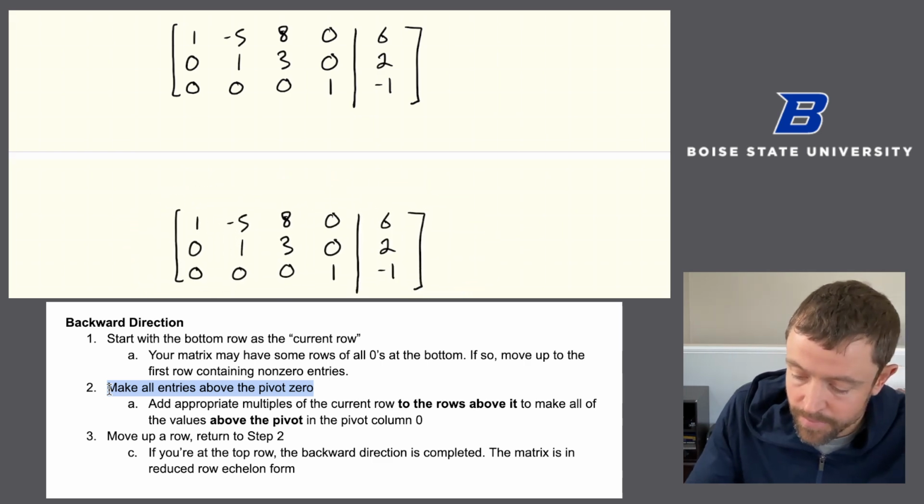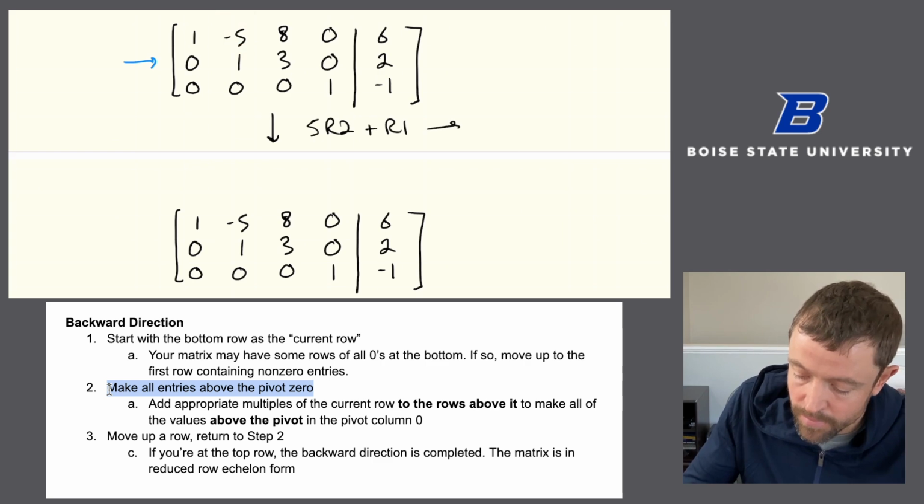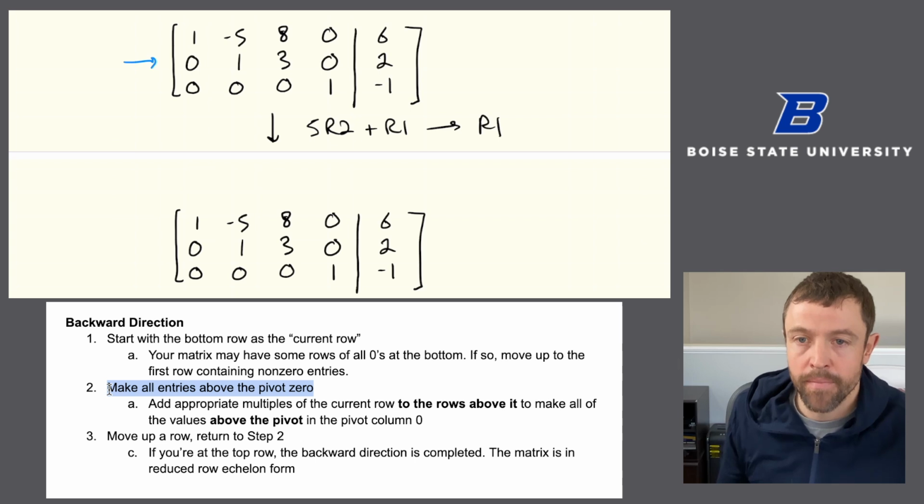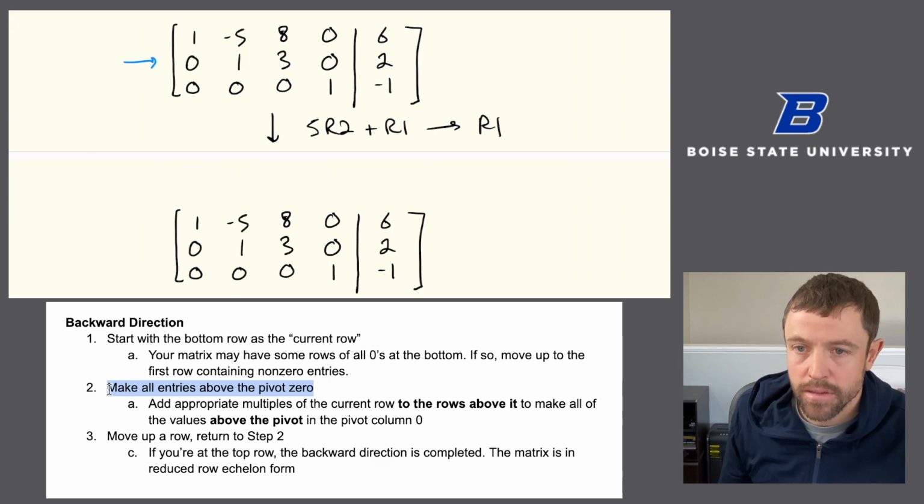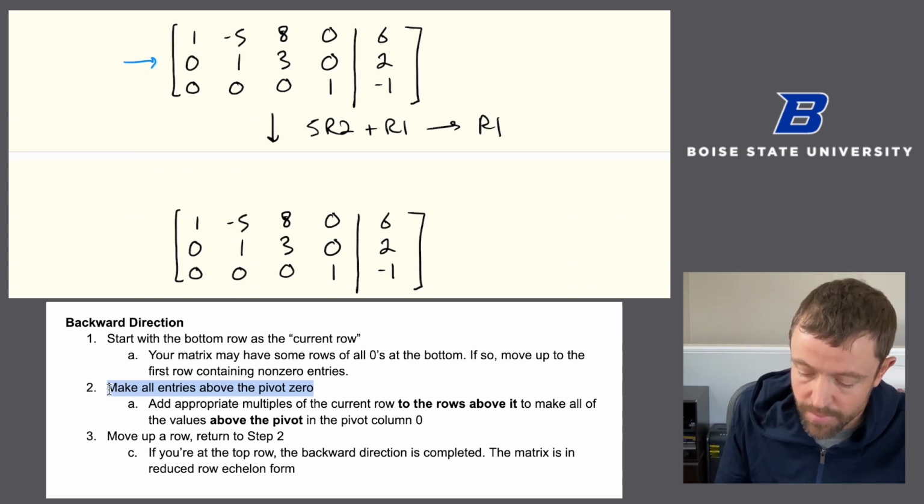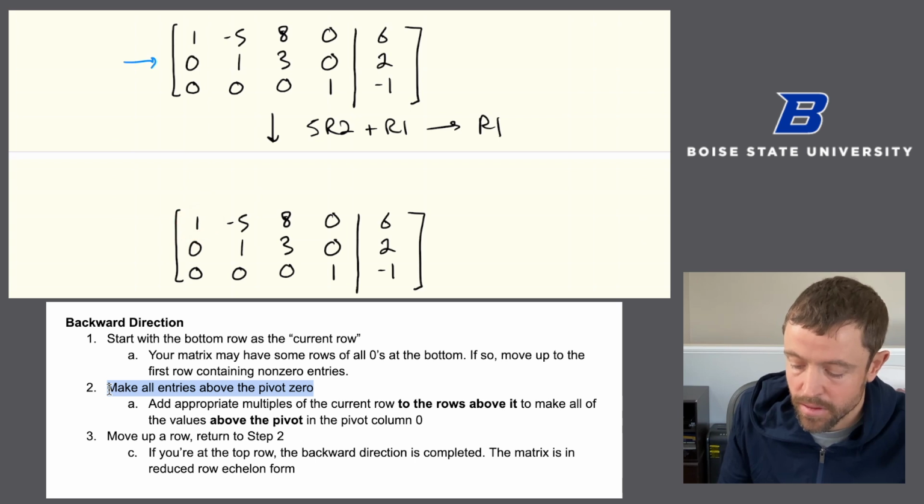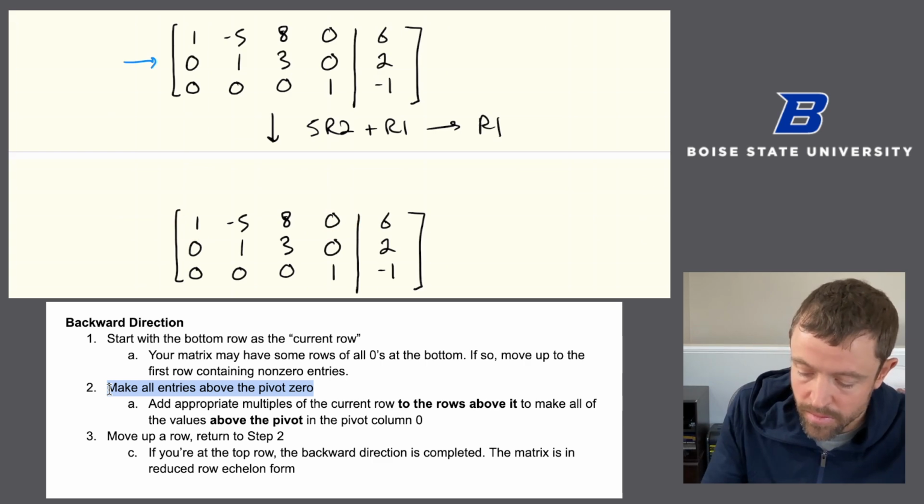So what I need to do here, we're working on this row again. I need to get rid of this entry, so I need to add 5 row 2 to row 1. So 5 row 2 plus row 1 replaces row 1. And I'm going to erase some things and not other things. Just notice that when we do this, we can't possibly change anything left of our pivot because we have zeros left of the pivots. All right, so I don't need to worry about this. And we're not going to change this 0 because it has a 0 below it.